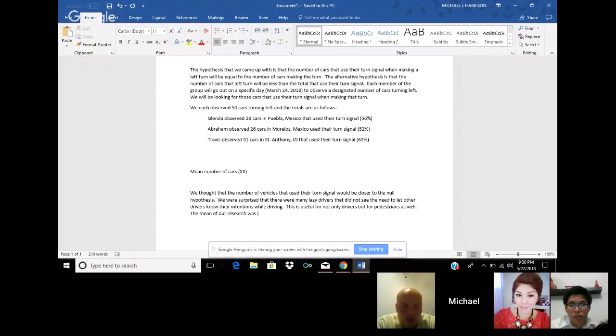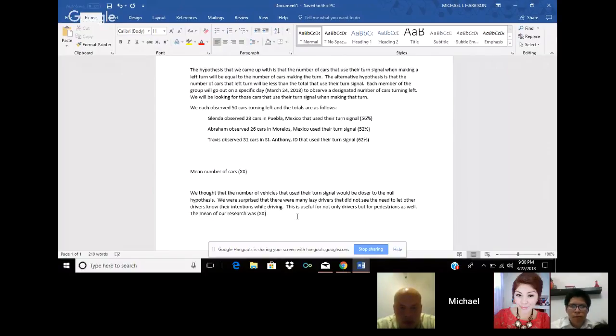Yeah, just leave it blank for now. You're right. It's got to be more to this. The mean of our research was blank, according to the graph. Do we have to state if they are normally distributed or whatever the others are?